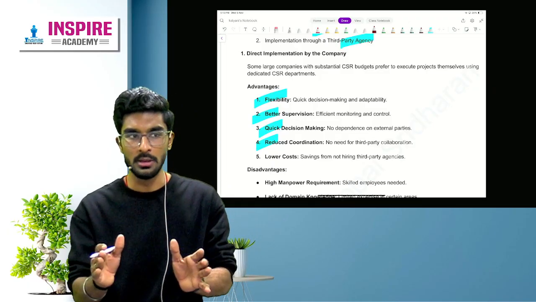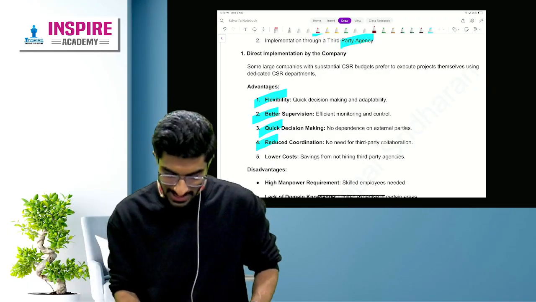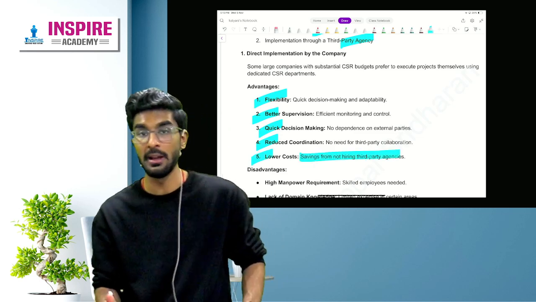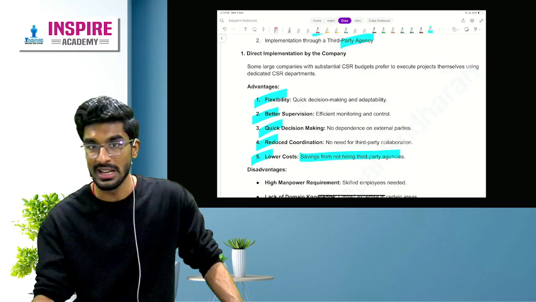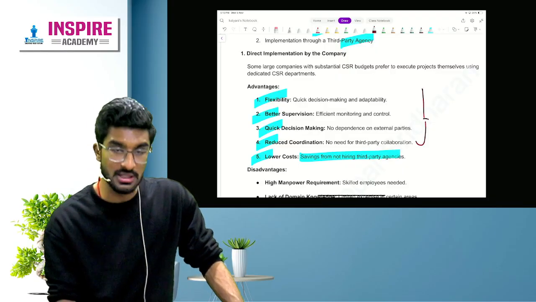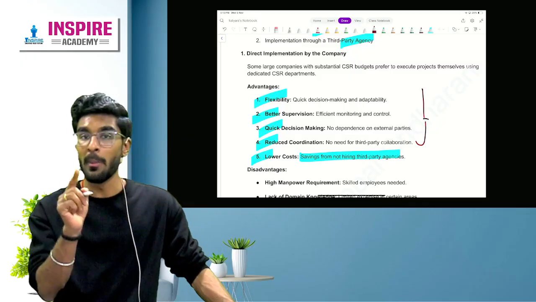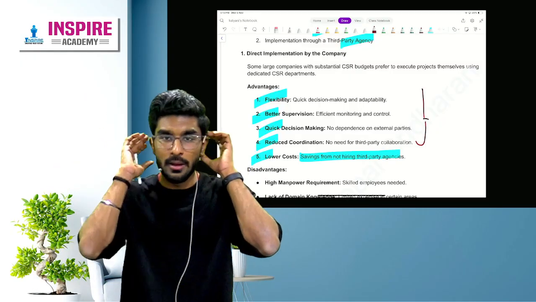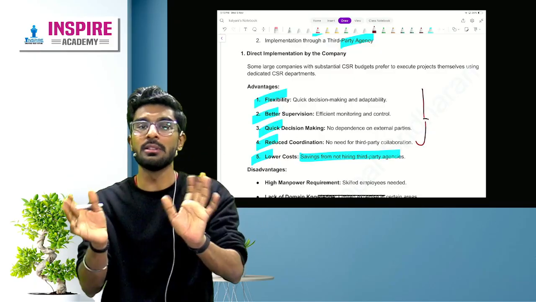Fewer people, more coordination. Next is lower cost, savings from not hiring a third party. If I hire NGOs, I have to pay them certain expenditure. Yes or no, people? So all these expenditures are benefits of not having an implementing agency. Now people, let's understand what are the disadvantages of handling every single thing alone.